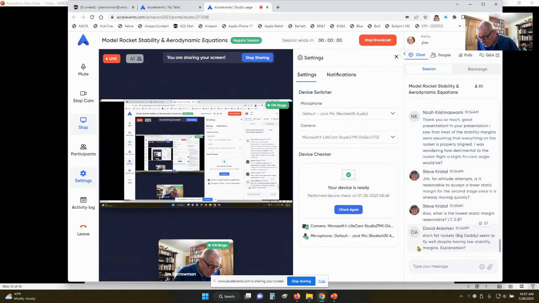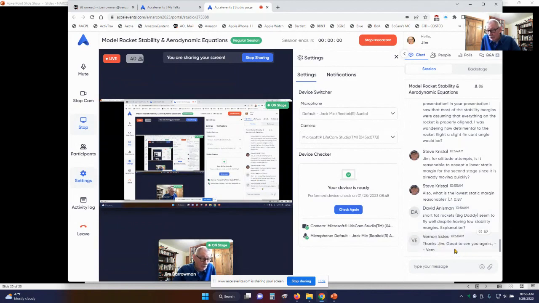Okay, short, fat rockets like Big Daddy seem to fly well despite having low stability margins. Again, I don't know what kind of stability margins they have, but it could be the fact that they're slow off the pad, so they're getting a CG movement further forward, so you're not just dealing with the original center of gravity, and so you get a slightly larger static margin.